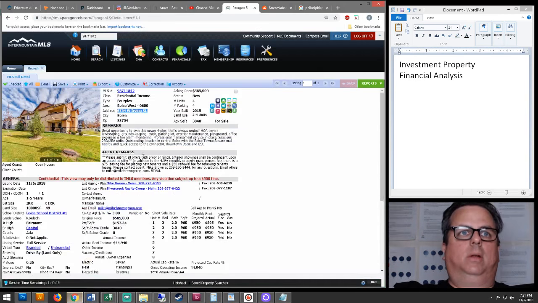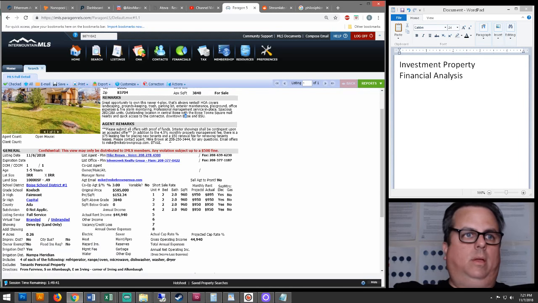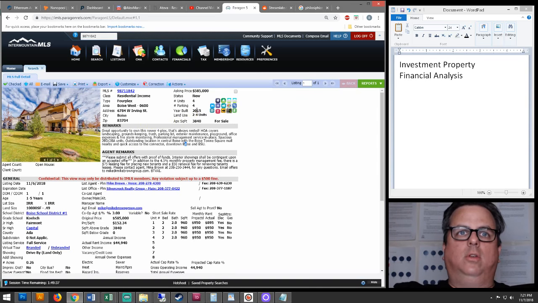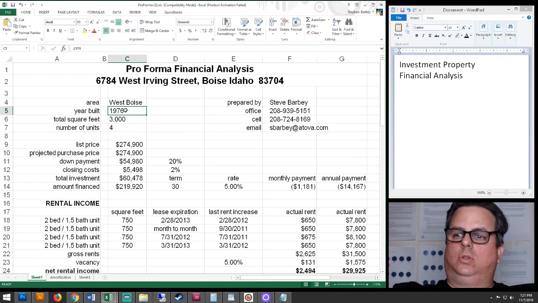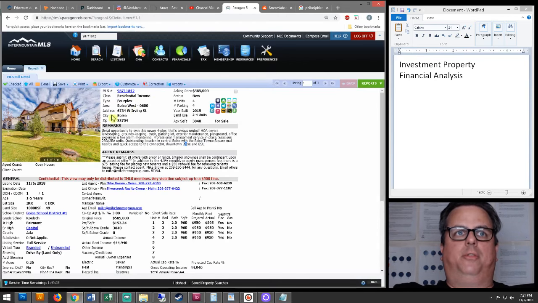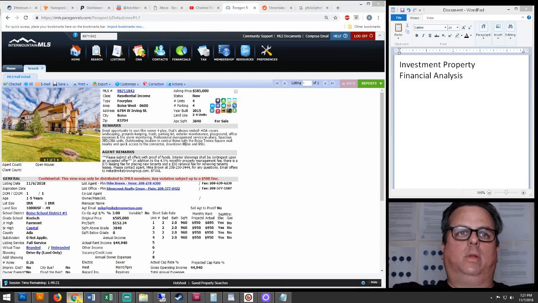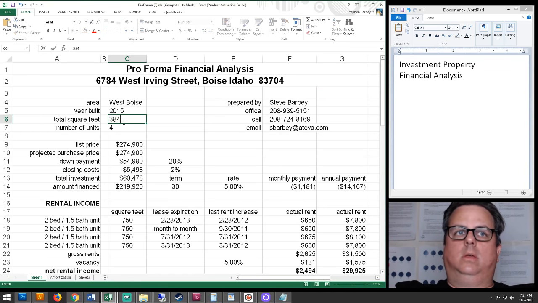The year built is, I always forget year built. I know it's somewhere in this territory. 2015. Square footage and number of units. Well, it's a fourplex, so it's 4 units. And square footage is 3840. 3840 and 4 units is good.